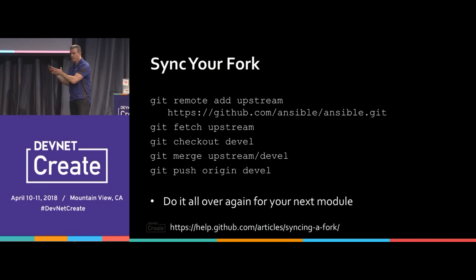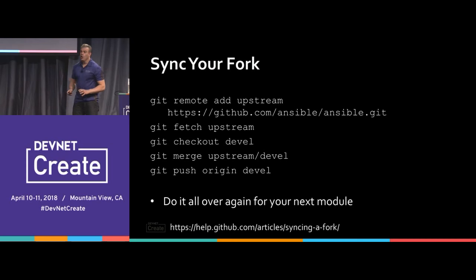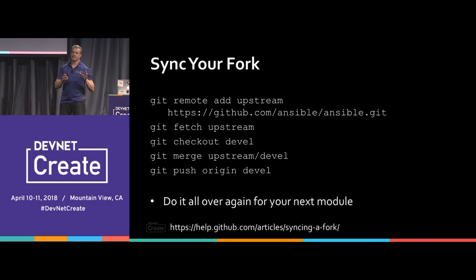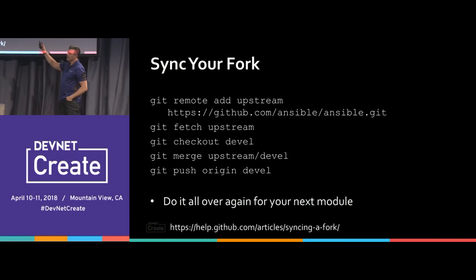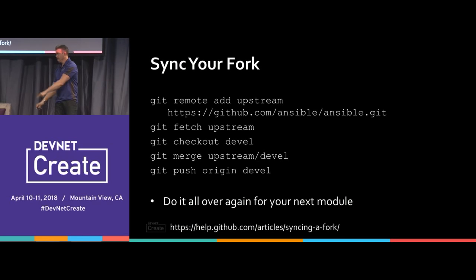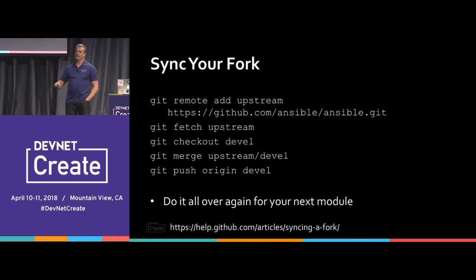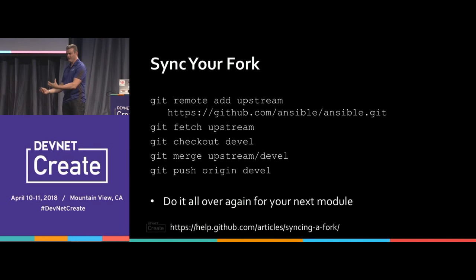You're going to check out the main development branch for Ansible. You're then going to say, merge the upstream, the devel upstream, with my fork. Now, you don't see your fork name in here, but you're merging the current state of the Ansible repository with your fork, and then you are going to push to the devel origin in your fork. I know this seems weird because your fork isn't named in there, all right? And the reason you're doing this is because you're doing it all over again. You're forking and syncing your fork because you want to go through that pain and anguish one more time and create your next module.